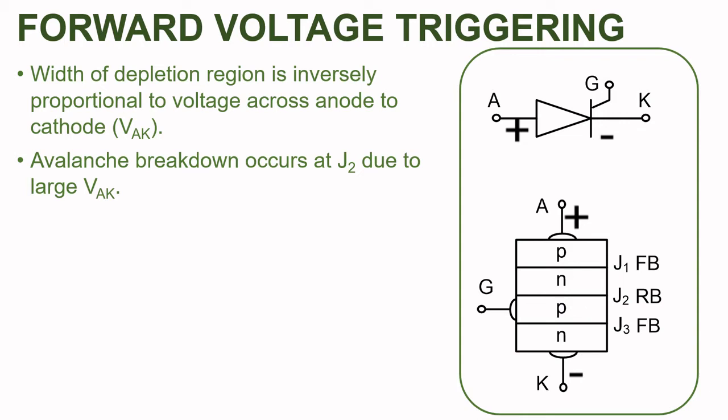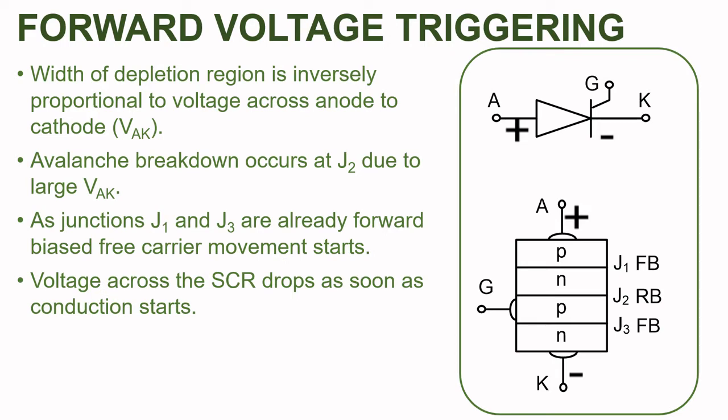At a particular voltage, when anode to cathode voltage is sufficient, the breakdown of junction J2 occurs. This breakdown is an avalanche breakdown. As junctions J1 and J3 are already forward biased and the breakdown of junction J2 has occurred, free carrier movement starts from anode to cathode.